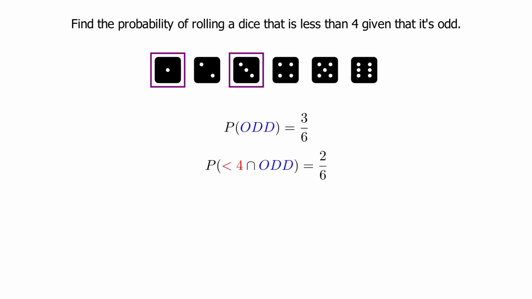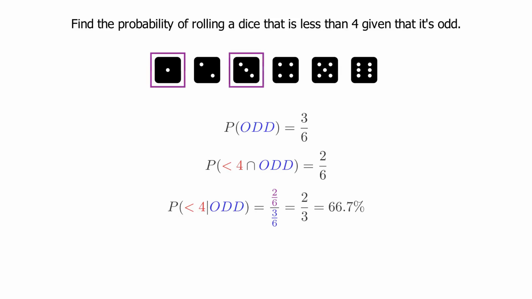And then when we piece it together, when we want to find the probability of rolling a dice that's less than 4, given that it's odd, using the formula, in our numerator we would put the intersection of the two, which is 2 out of 6, divided by our denominator, which would be the probability of rolling an odd, which is 3 out of 6, which would all simplify to 2/3, which is about 66.7% chance. And that would be how we would calculate this.